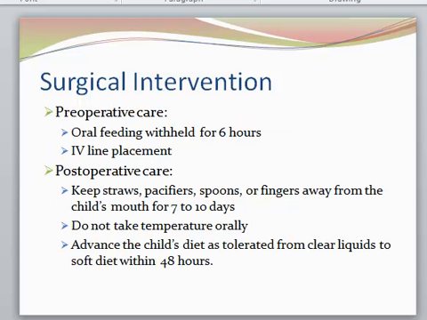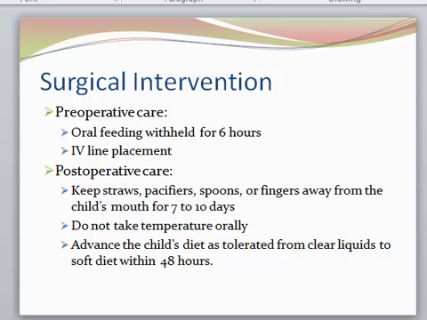Cleft palate repair is individualized, and it is based on the degree of the deformity and the size of the child. Closure is usually completed between ages 6 and 24 months. Most of the teams recommend repair by age 1 or earlier, because earlier closure facilitates speech development, and that's really important.